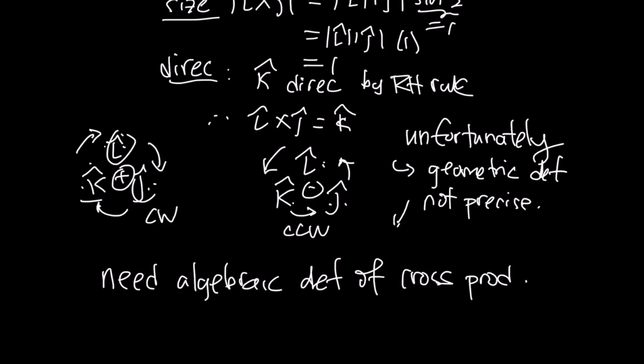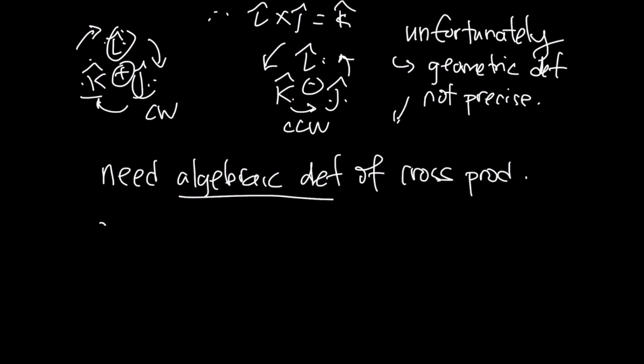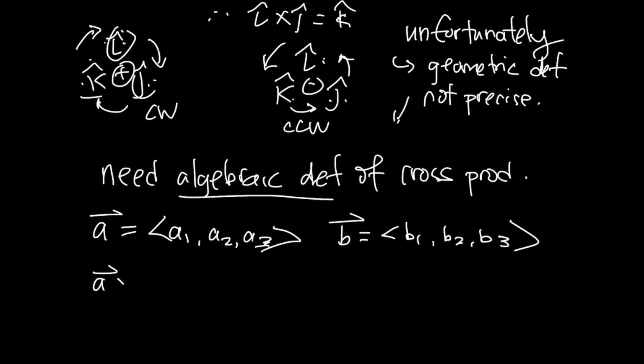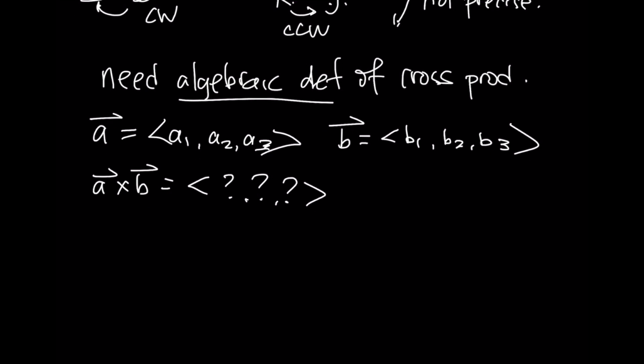We're going to turn our attention to coming up with an algebraic definition of a cross product. That means we are going to use components of our vectors, and let's say we've got two vectors that live in R3. Is there a recipe for the cross product in terms of components? There is such a recipe.